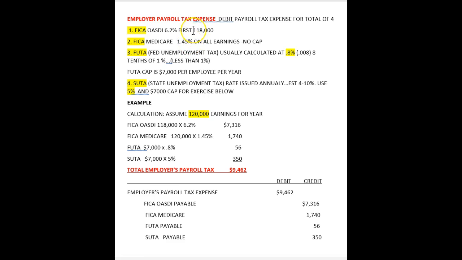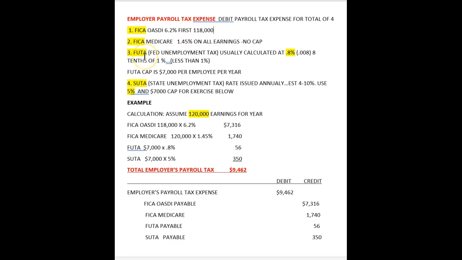However, only the first 118,000 or whatever it is is taxed, and then the excess over that is exempt from tax. So you have to be careful when you're calculating payroll and payroll taxes to identify the taxable portion of earnings for purposes of calculating the tax, because for FICA there are caps on the OASDI, but not on Medicare.